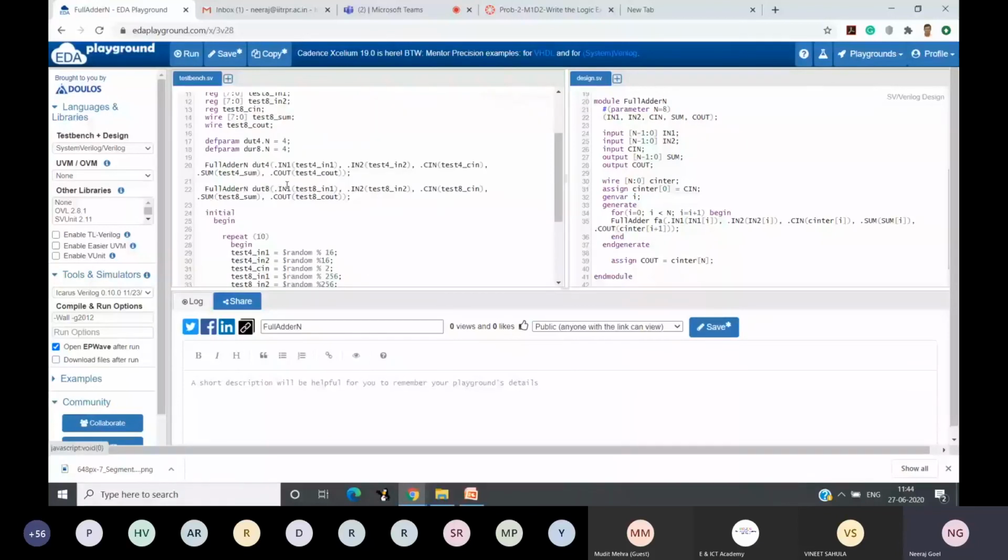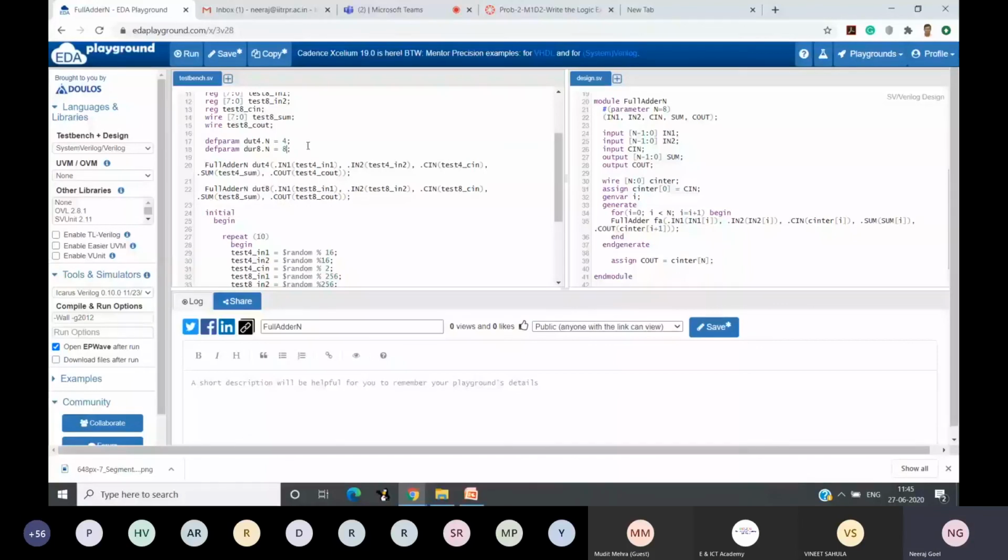To define how many bit adder, I have to use another keyword which is called defparam, define parameter. So with this defparam, I can say that DUT.n is equal to 4, and yeah, this is wrong. This has to be 8. Yeah, DUT of 8 dot n should be 8, and this should be 4. Okay, now these are two different instances I have created.